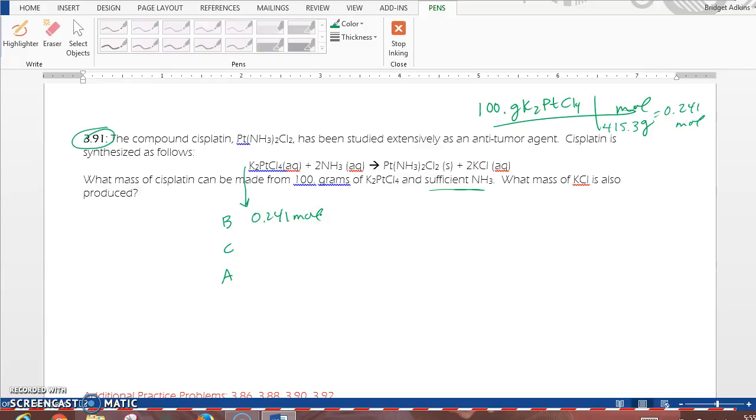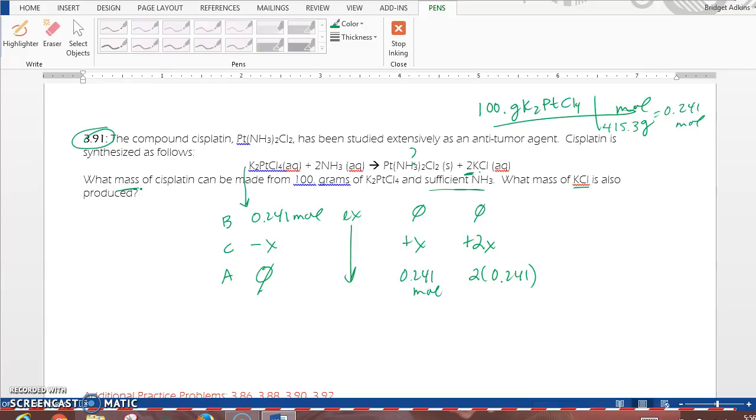So to begin with, I have 0.241 moles. They want to know how much cisplatin, so this guy, can be made, and then what mass of KCl is also produced. So again, they're asking about both. So the BCA table actually gives you a nice picture. So this will go down by X. This I don't have to worry about because it's an excess, so I'm just putting EX there. This will go up by X, and then watch your coefficients. This will go up by 2X. So this will be all gone. I'm going to have some of that left over, but that doesn't matter. And I'm going to make 0.241 moles of the cisplatin, and then I'll make 2 times 0.241 of the KCl. So I've got my moles.